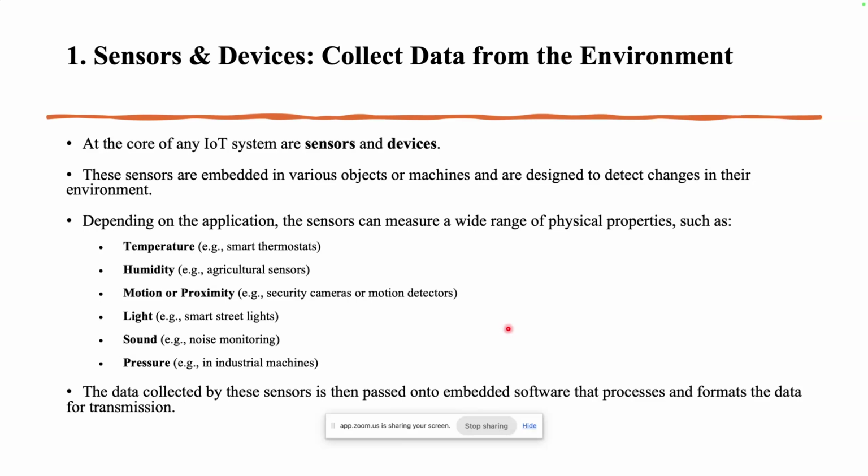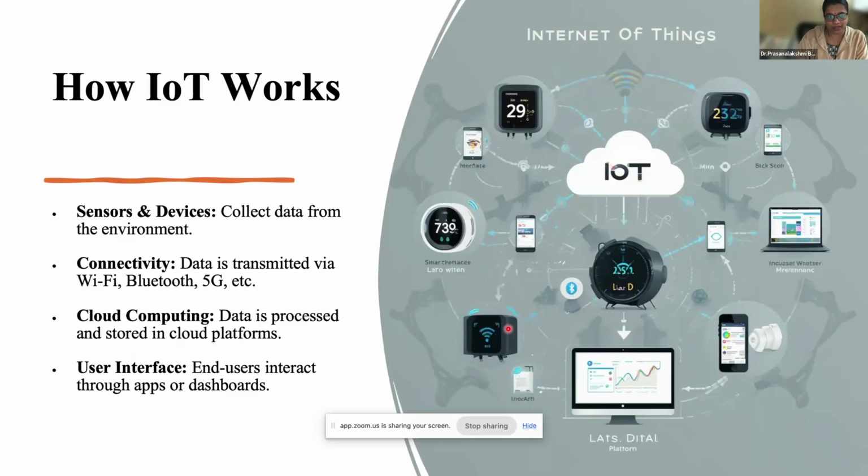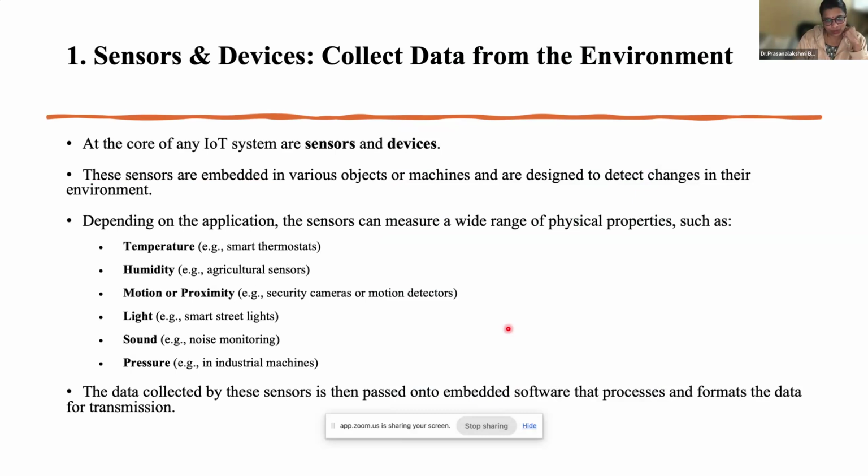Yes. So in the forthcoming 3 to 4 slides, we will be discussing these 4 components: sensors and devices, connectivity, cloud computing, and user interface. Here, why are sensors and devices used? Just to collect the information, the data from the environment. So what does this data mean? Something which is in numbers or in images, some information which gives you some impact, is what we call data.